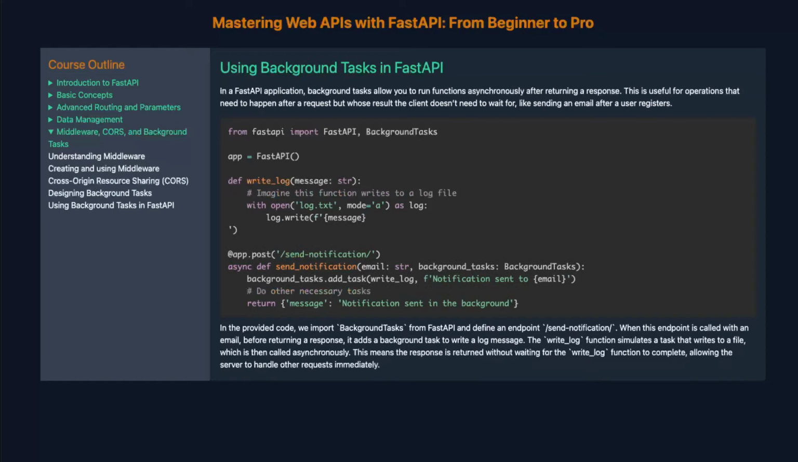Using background tasks in FastAPI. In a FastAPI application, background tasks allow you to run functions asynchronously after returning a response. This is useful for operations that need to happen after a request, but whose result the client doesn't need to wait for, like sending an email after a user registers.